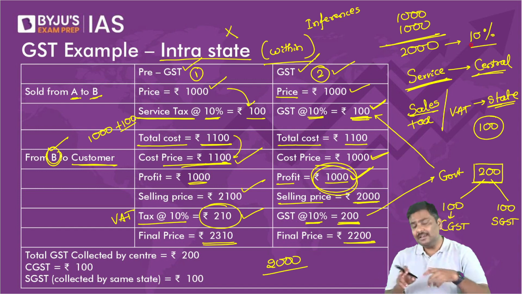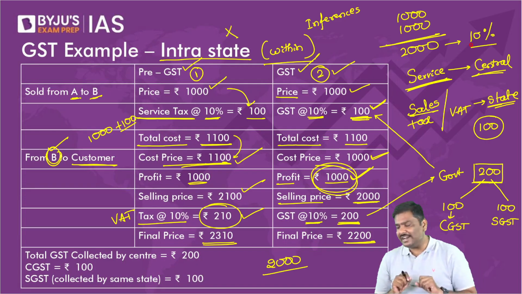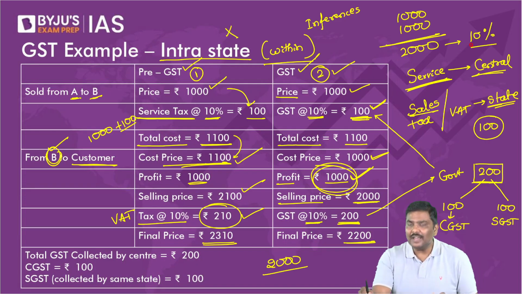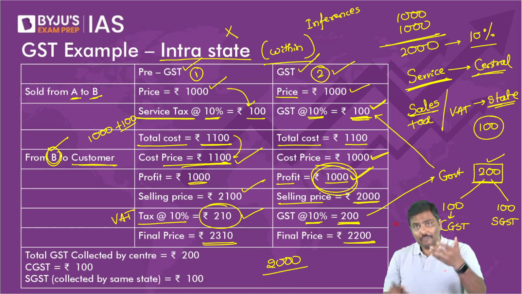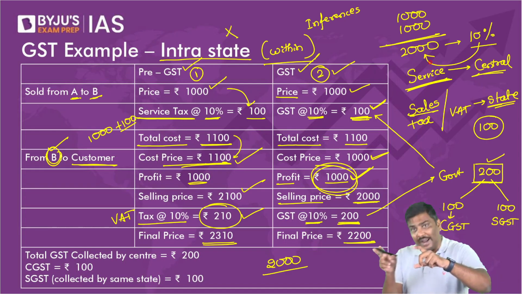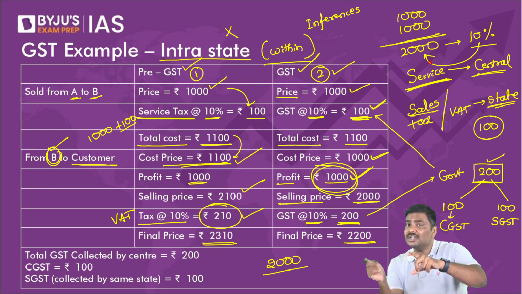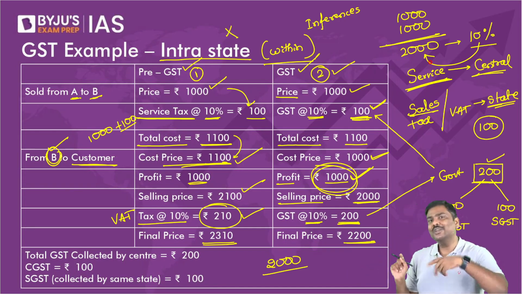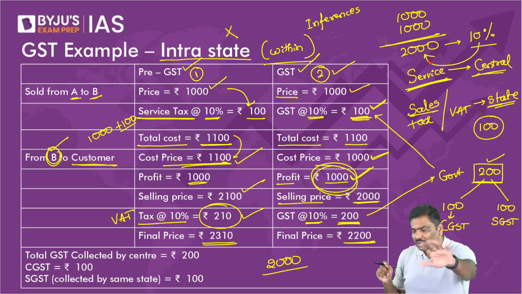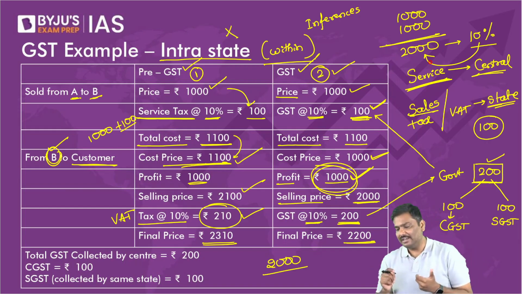After ITC, please look at how much GST is collected. GST collected is 200. 10% of value addition is 200. Which means whatever value addition is happening to the economy, only on the value addition are we imposing GST. So can there be a cascading effect? No, there will not be any cascading effect here.